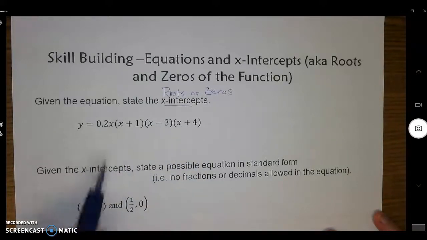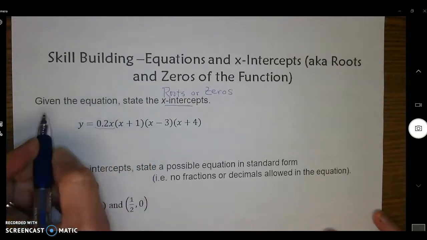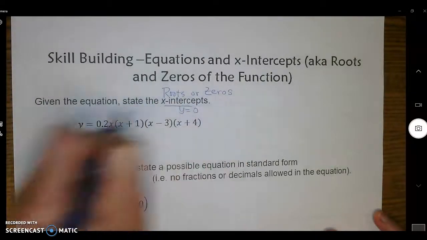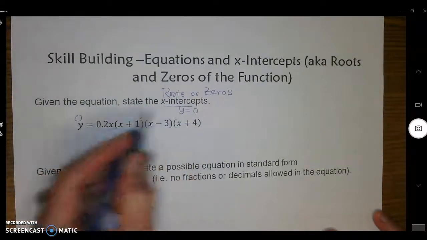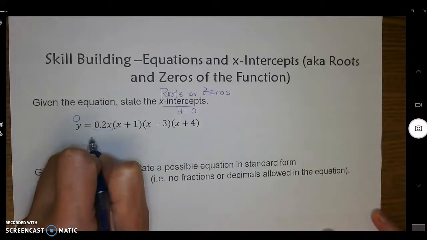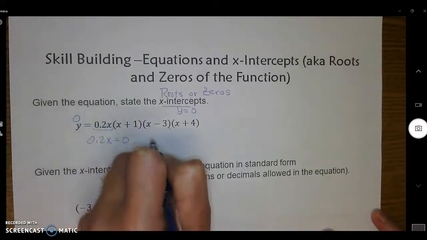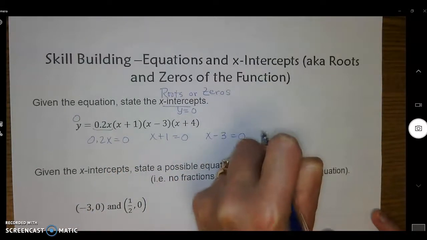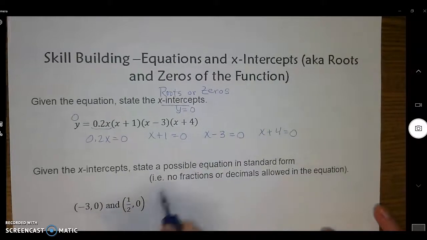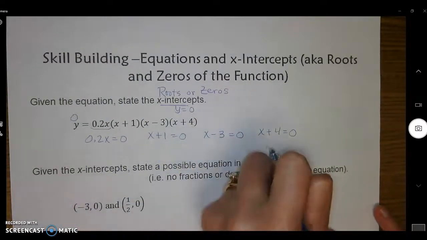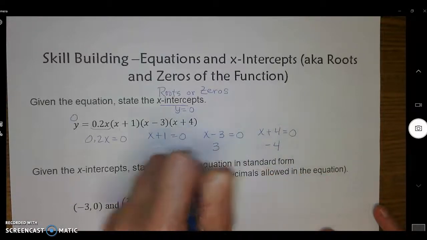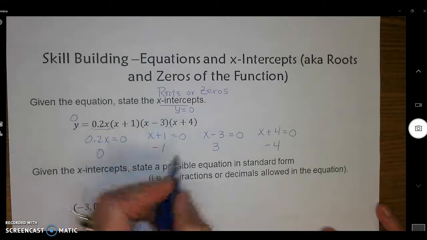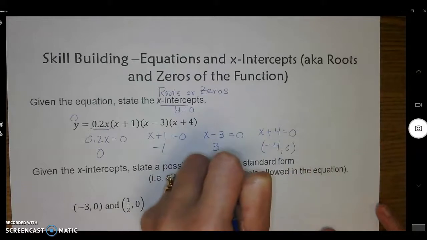And so we're just going to move forward and set each part, including that part, equal to 0, because to find the x-intercept, y is 0. So I have 0 equals all of this stuff. So 0.2x equals 0, x plus 1 equals 0, x minus 3 equals 0, and x plus 4 equals 0. And then we just go ahead and solve them all. So this one's going to be negative 4, this one will be 3, negative 1, and this one will be 0. When they're asking you for x-intercepts, you should always write them as ordered pairs.